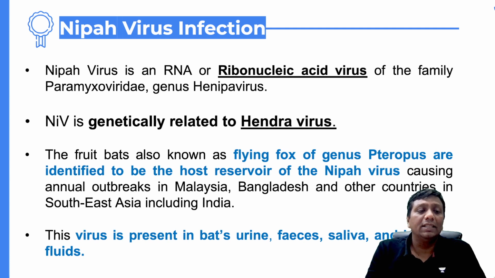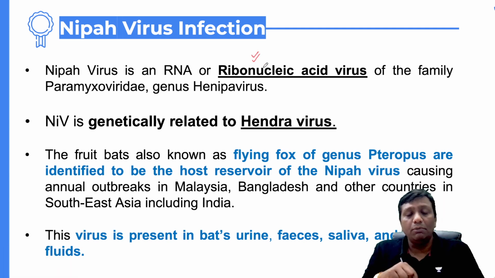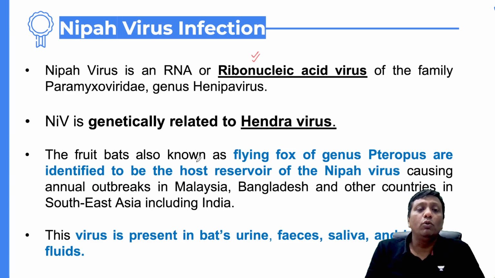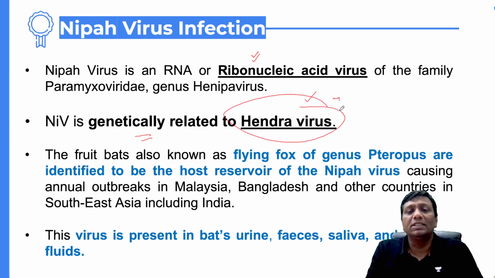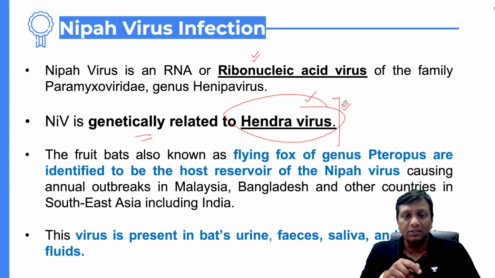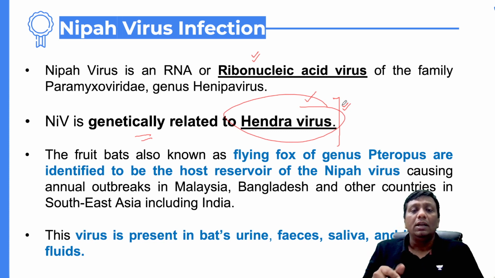If you see the nucleic acid of the Nipah virus, it has RNA, ribonucleic acid, as its nucleic acid. The same nucleic acid you people have seen in the case of the COVID virus too. Even in genetic nature, the Nipah virus is very similar to Hendra virus. But I'm not going to discuss the Hendra virus in detail. I just want you to remember that the genetic and genomic sequences of the Hendra virus and the Nipah virus are nearly the same.